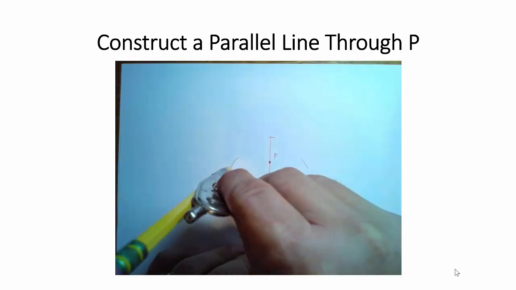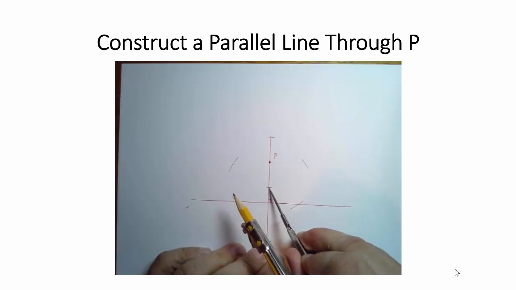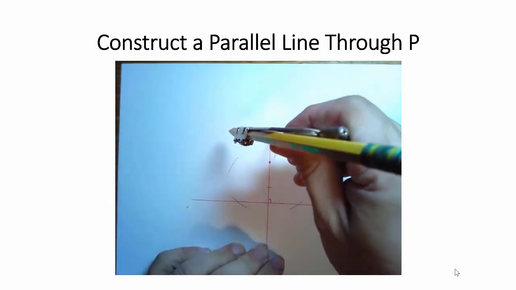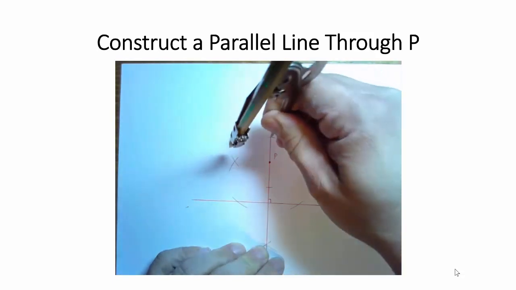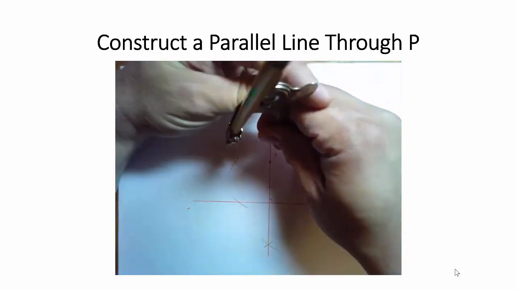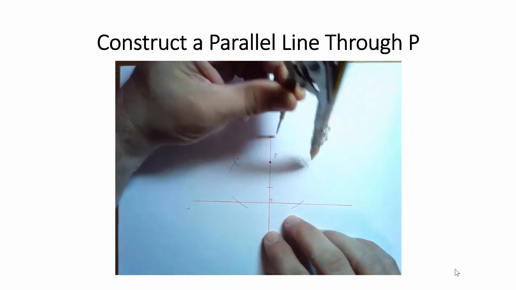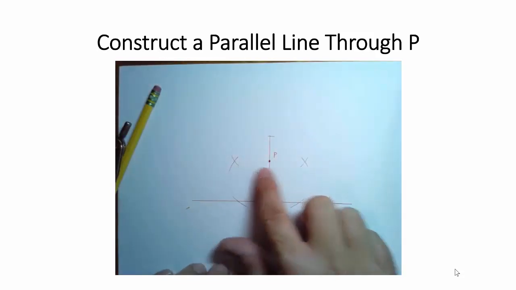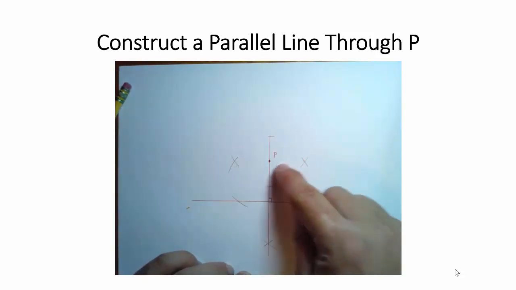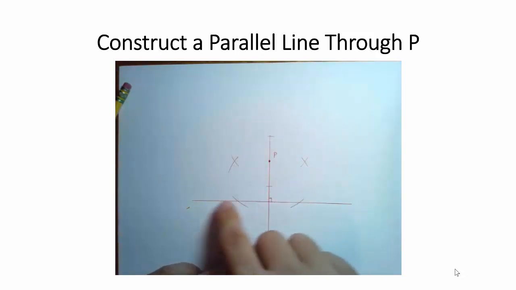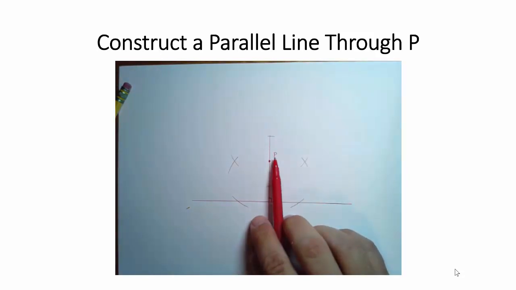marks here and here for a circle centered at this point, and use the same radius to make 2 more marks. And by connecting these 2 points of intersection, I will create a line that's perpendicular to this vertical line, and therefore it'll be parallel to the given line, and it'll be passing through point P.